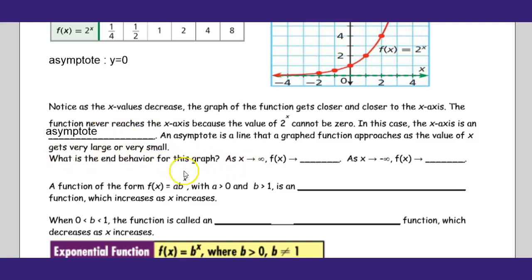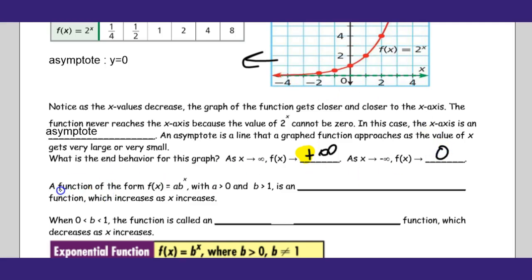As x goes to positive infinity, or to the right, the function goes up to positive infinity. As it goes to the left, toward negative infinity, it approaches 0, but it will never pass 0.